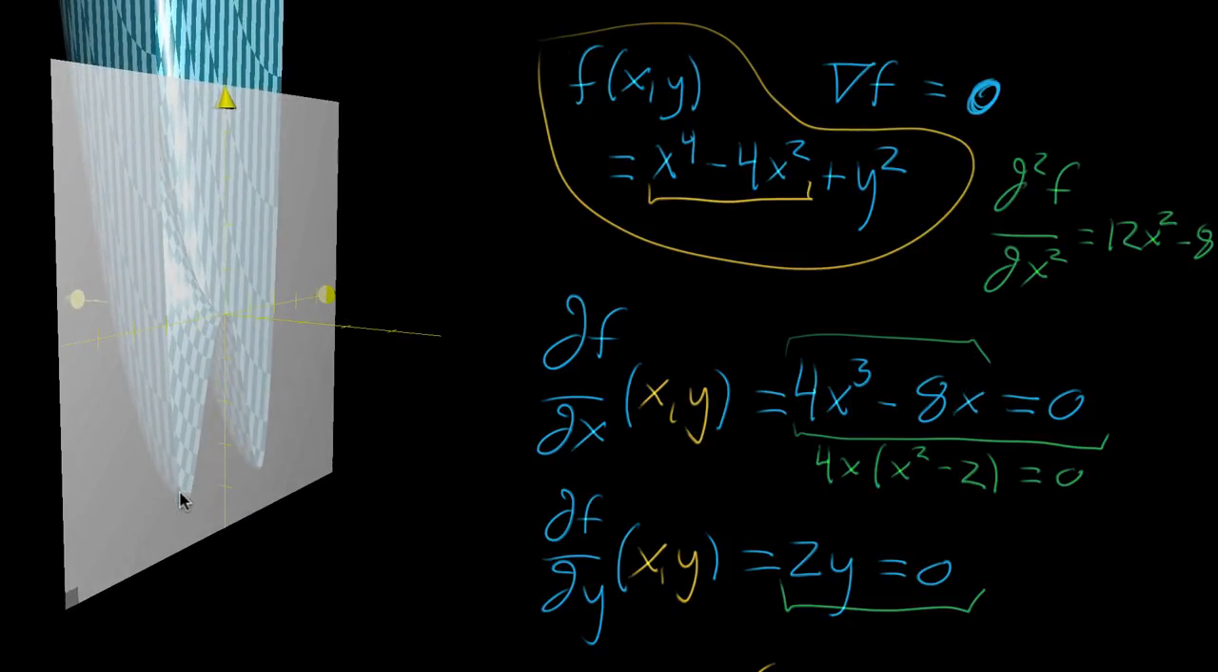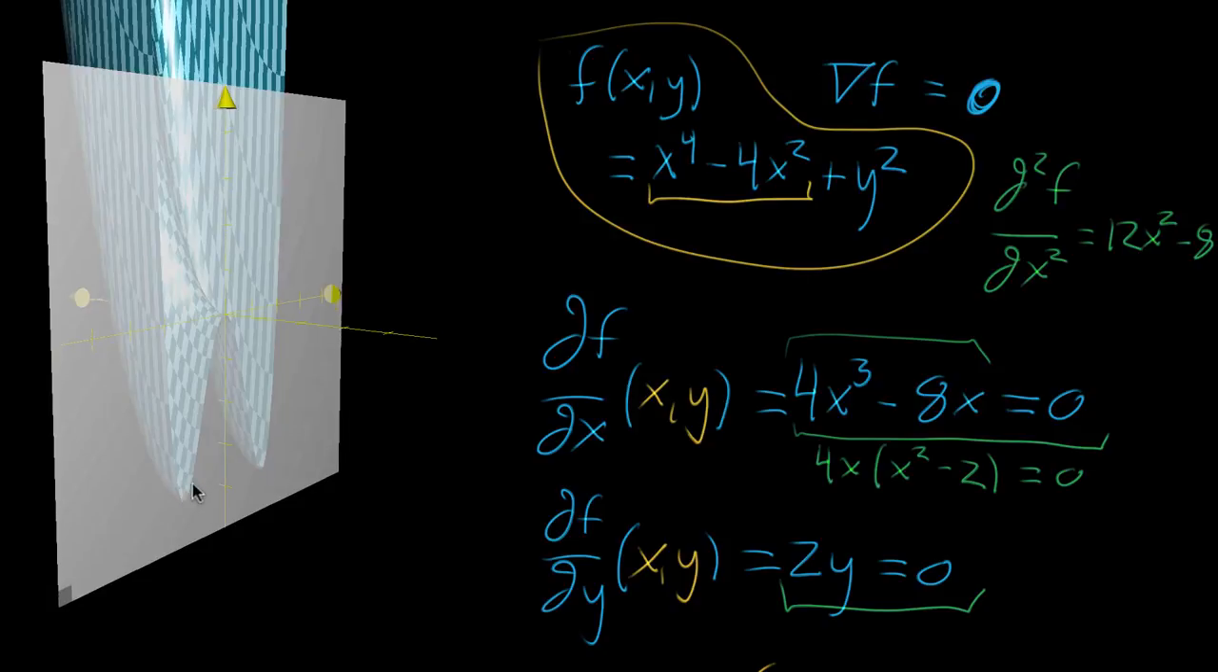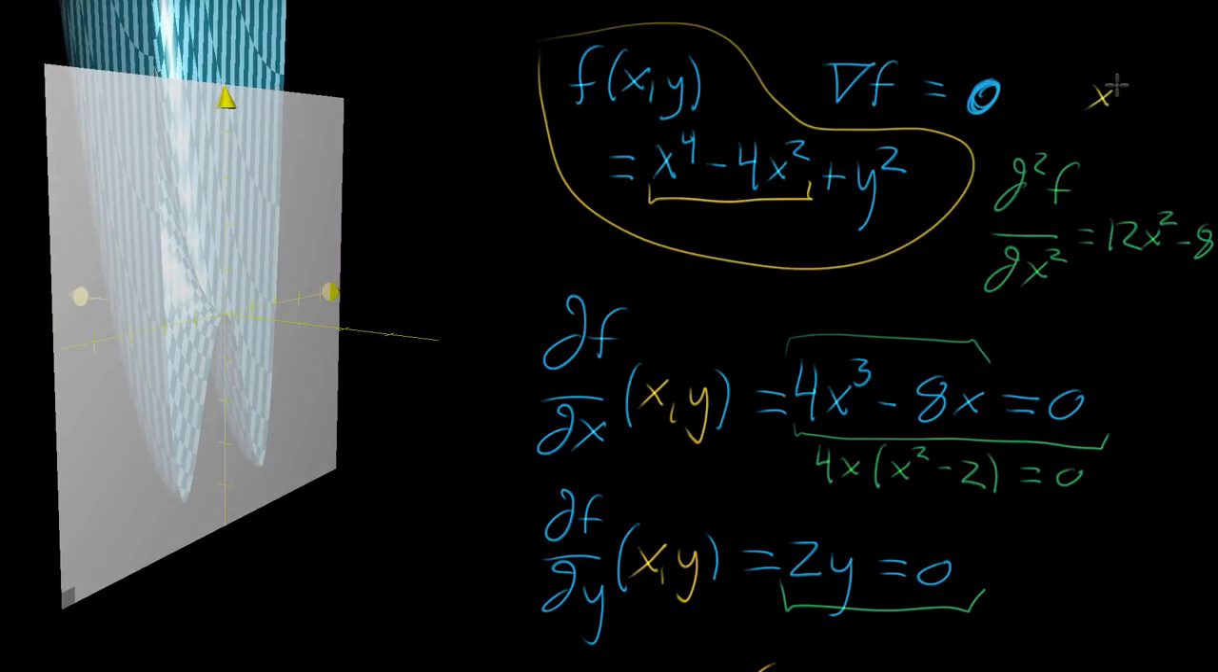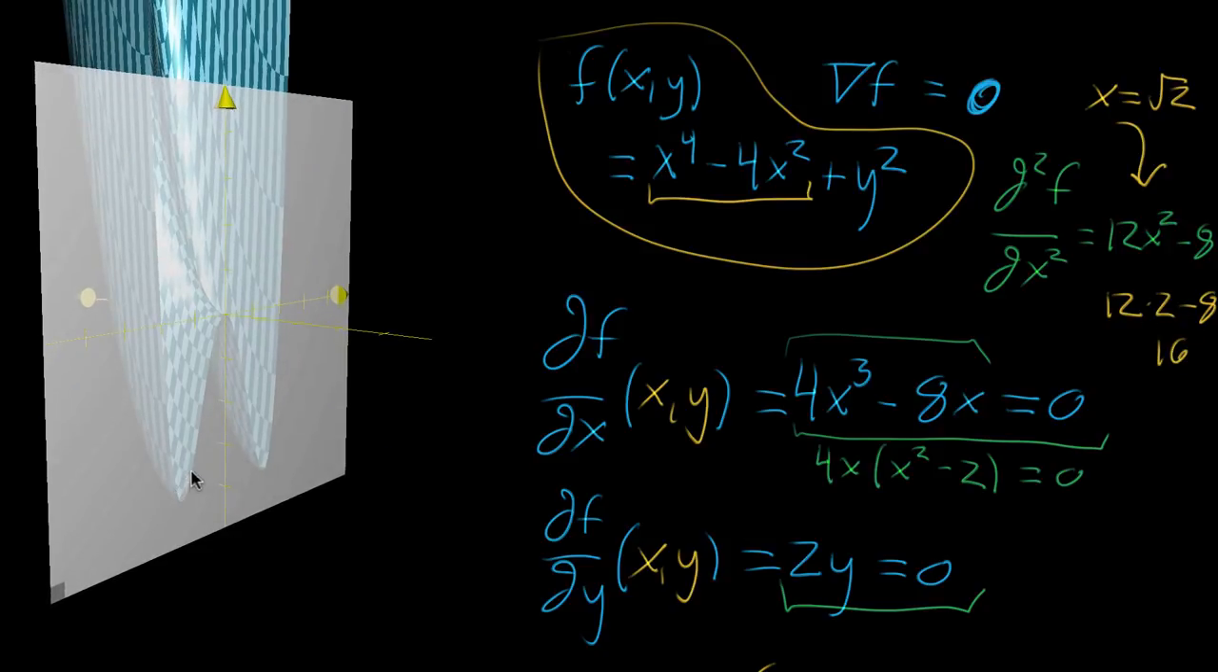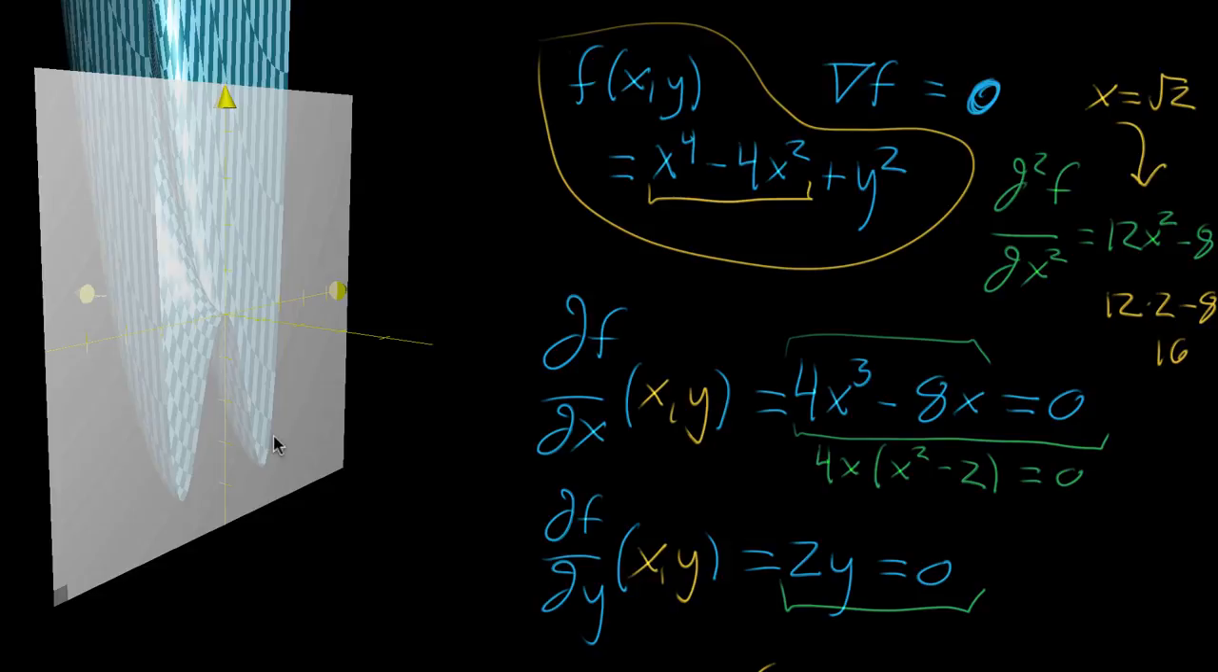So these bottom 2 points here correspond to plus and minus x equals the square root of 2. So if we go over here and think about the case where x equals the square root of 2, and we plug that into the expression, what are we going to get? Well, we're going to get 12 multiplied by, if x equals square root of 2, then x squared is equal to 2. So that's 12 times 2 minus 8. So that's 24 minus 8, and we're going to get 16, which is a positive number, which is why you have positive concavity at each of these points.